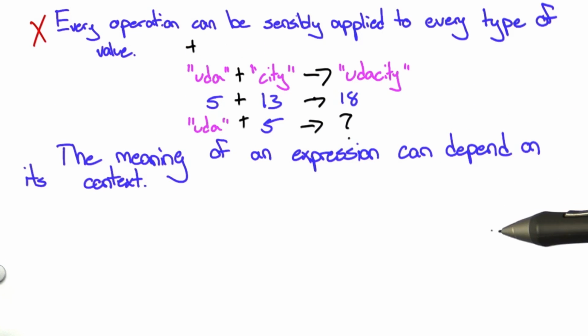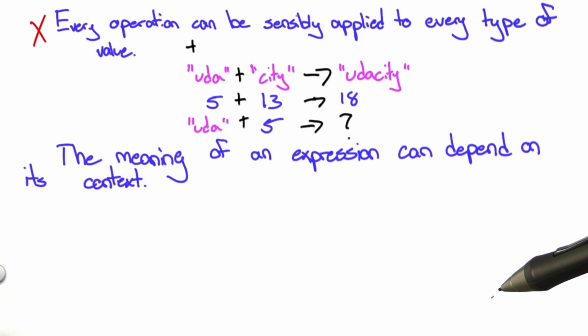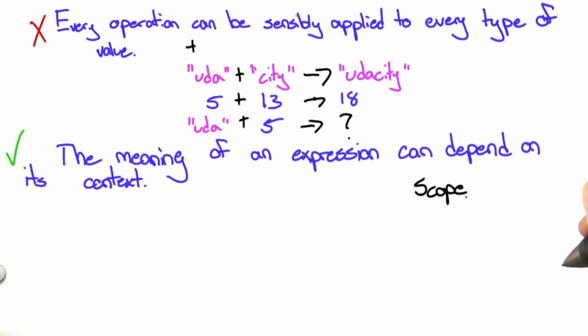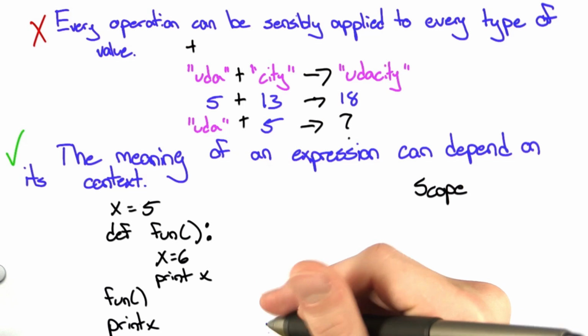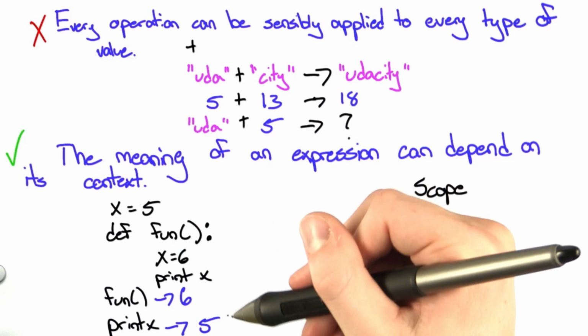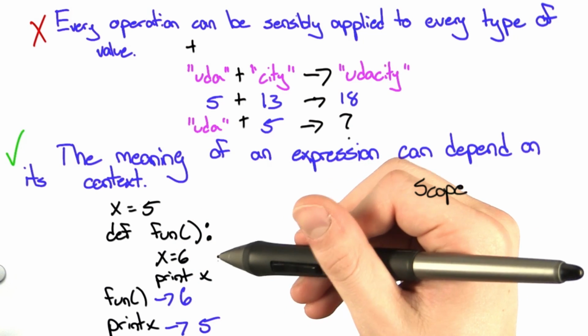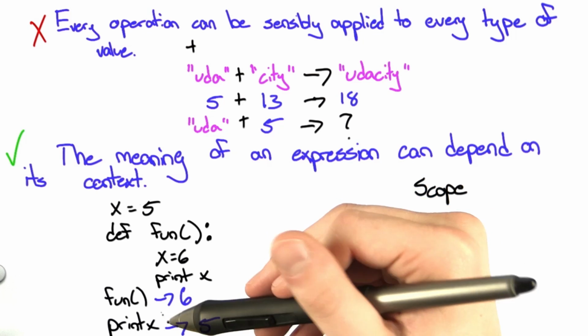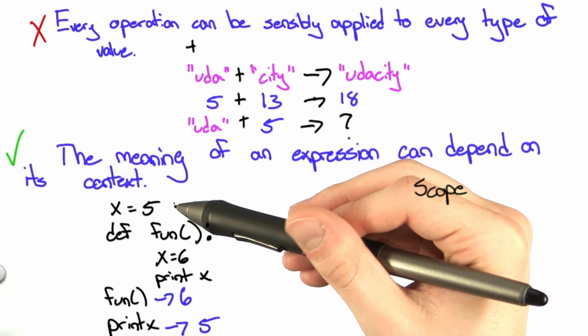The second statement reads, the meaning of an expression can depend on its context. This is true. At its core, this question is dealing with the notion of scope. Let me show you an example in Python. If I run this code, two values will be printed out. First 6 and then 5. Because within the function we defined x to be 6 and then printed out, the value is 6. But outside of the function, the meaning of x is 5.